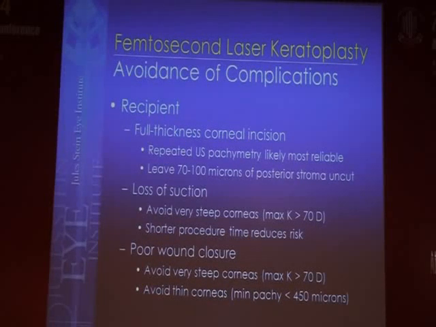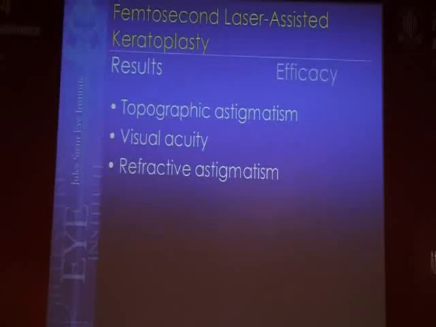As far as the recipient, to avoid full thickness corneal incisions, repeated ultrasonic pachymetry. I leave about 70 to 100 microns of the posterior cornea uncut to avoid a full thickness cut in the donor. To avoid loss of suction, I tend to not consider patients with very steep corneas to be candidates. And as far as a poor wound closure, as I mentioned before, I avoid very steep corneas and very thin corneas.